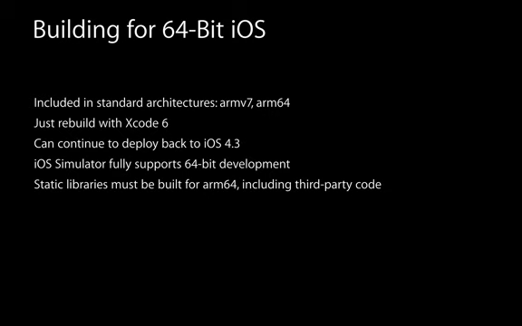So building for 64-bit in iOS is now the default as of Xcode 5.1, carrying on into Xcode 6. When you rebuild your app, if you're using standard architectures, ARM64 will be included. This does not impact your deployment story. You can continue to deploy back to iOS 4.3. We still build for ARMv7 for 32-bit. All of the development workflows that you're familiar with, for the simulator, the debugger, profiling, all of these things continue to work transparently, just as you're familiar with in a 64-bit environment.